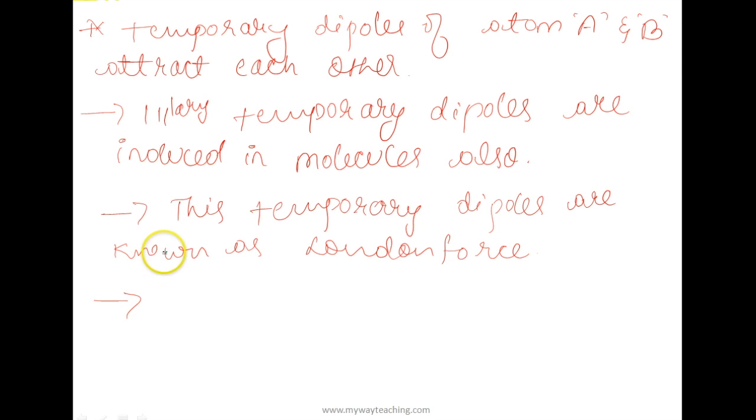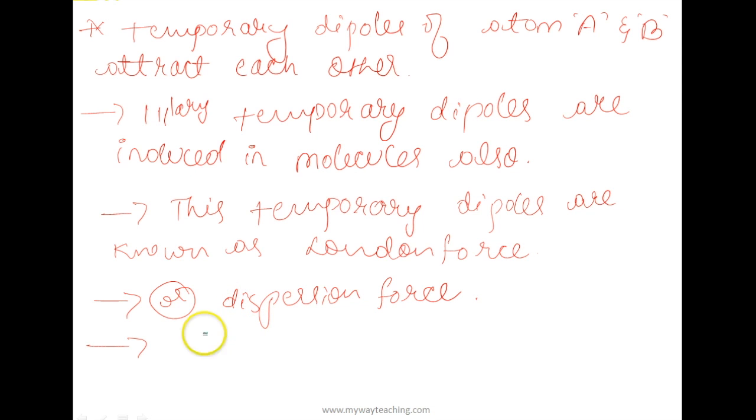Another name for this is dispersion force. These forces are always attractive, and they are inversely proportional to the sixth power of the distance between the interacting particles. Please note it down. And these forces are important only at short distances, and their magnitude depends on the polarizability of the particles.